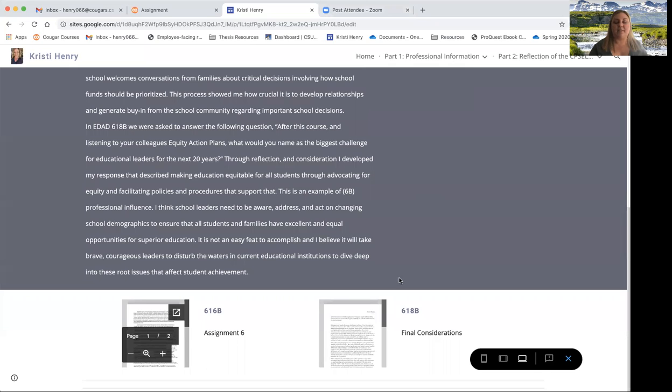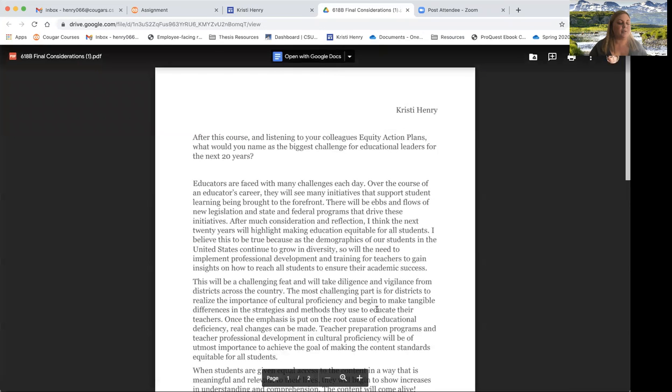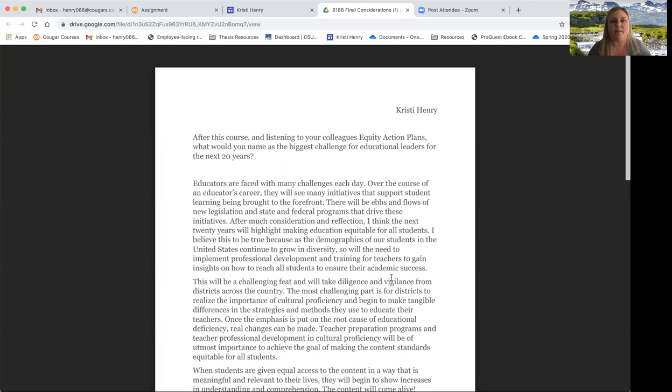And my last artifact is from 618B, the final considerations paper. In this class, we were asked to answer the following question. After this course and listening to your colleagues' equity action plans, what would you name as the biggest challenge for educational leaders over the next 20 years? So through reflection and consideration, I developed my response that described making education equitable for all students through advocating for equity and facilitating policies and procedures that support that. This is an example of 6B, professional influence.